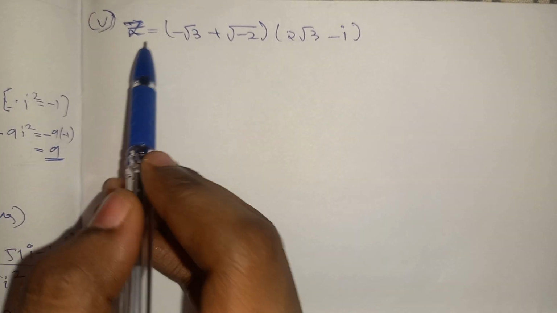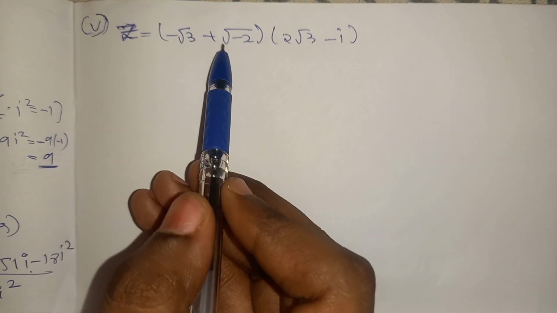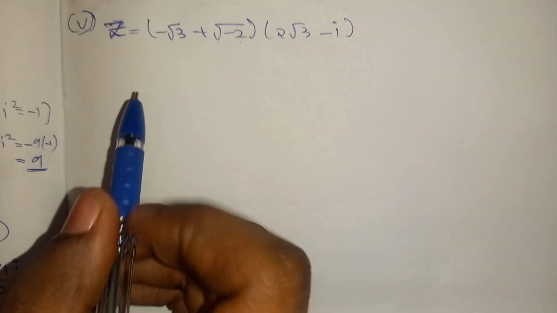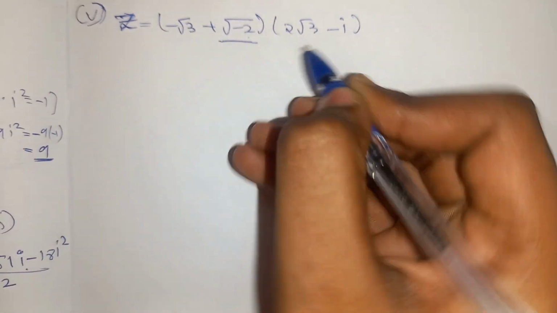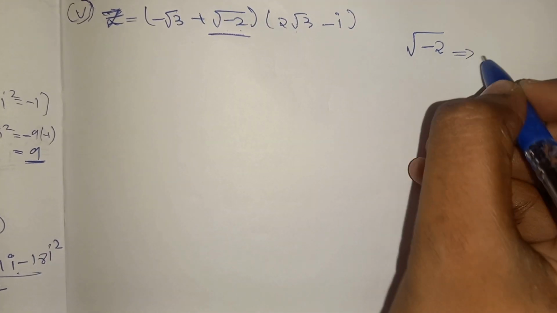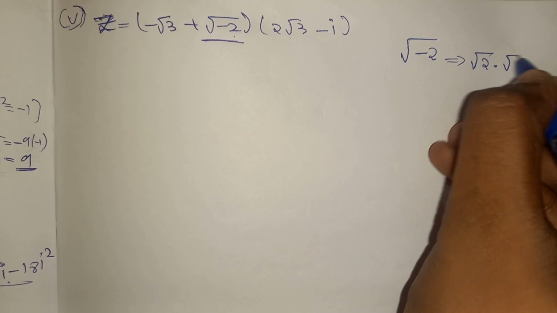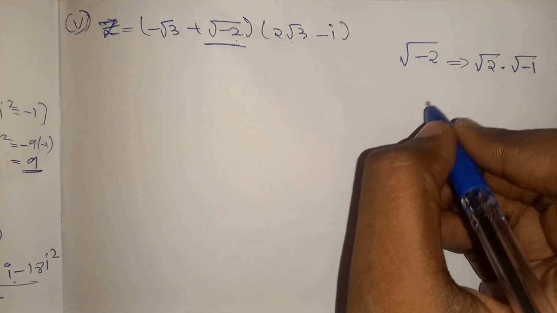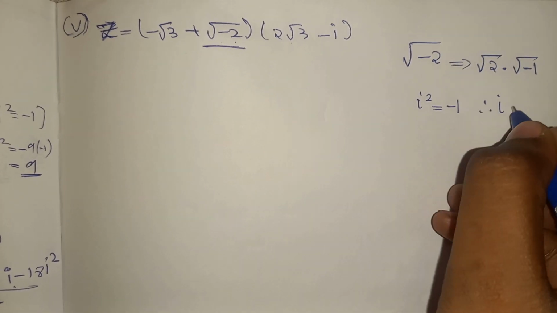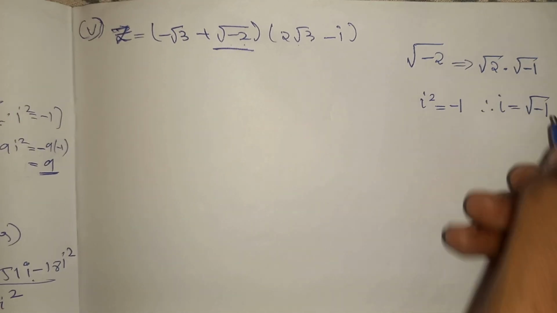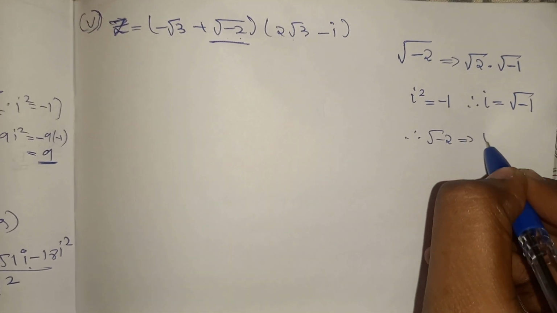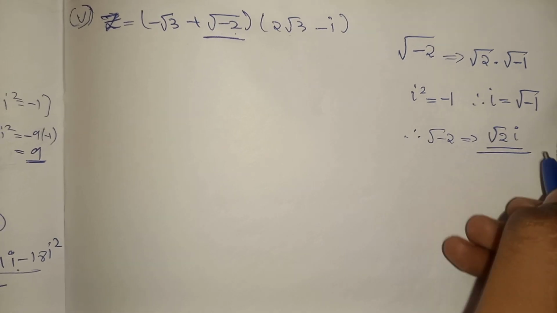Fifth question, given z is equals to (minus root 3 plus root of minus 2) into (2 root 3 minus i). Now first from this we will consider root of minus 2, which is nothing but root 2 into root of minus 1 only, right? Now we know that i square is equals to minus 1. Therefore, what is the value of i? It is nothing but root of minus 1. Therefore, root of minus 2 is nothing but root 2 into i, that is root 2 i.